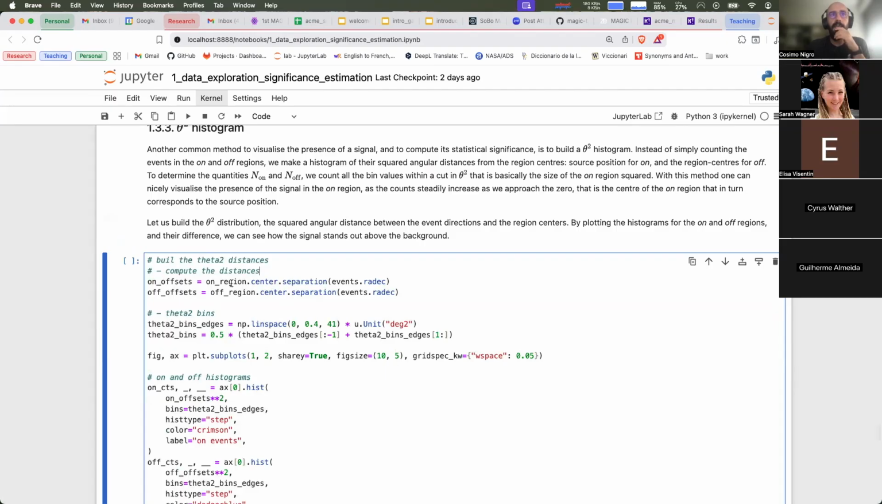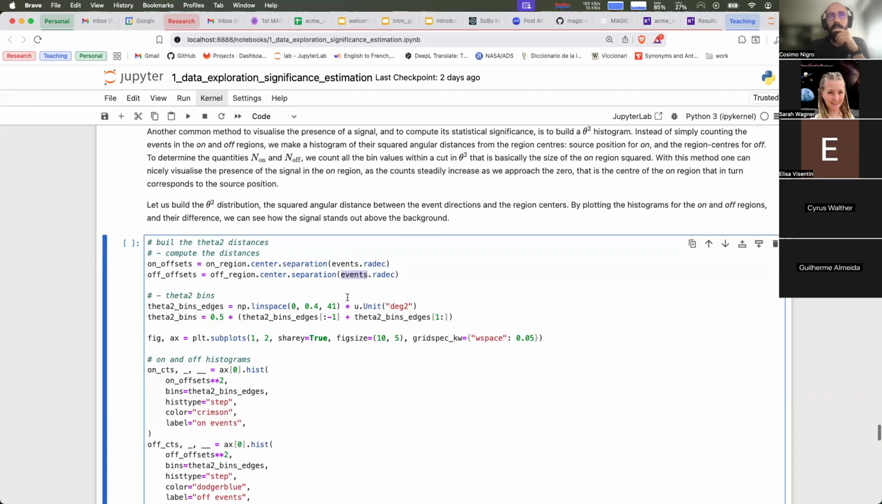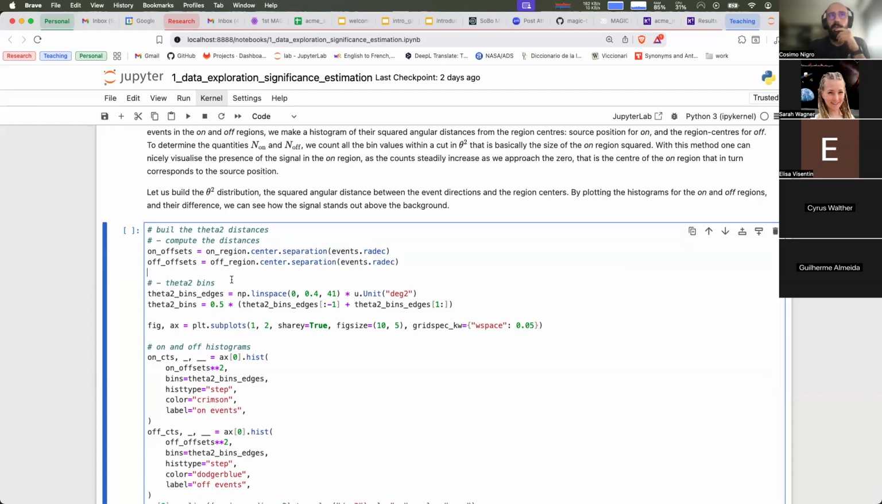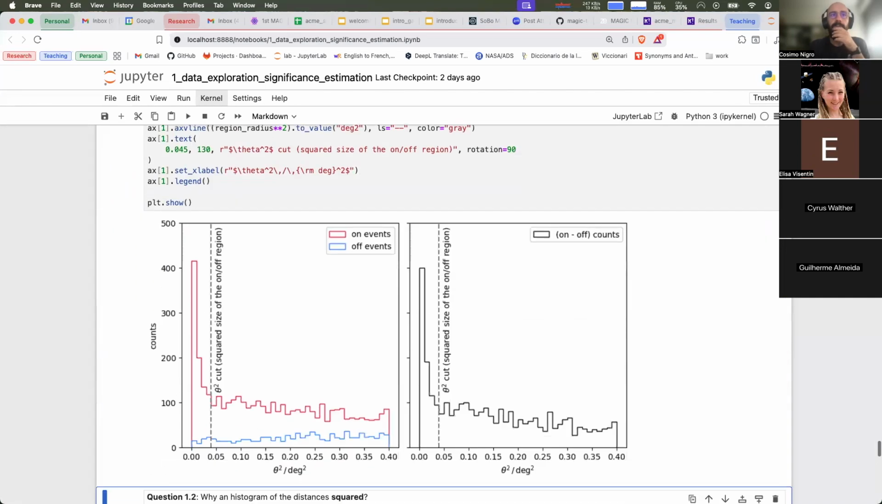What would be obtained? This is basically what we do in section 1.3.3. Basically, I use Astropy coordinates. So I take the center of the on region and I compute the separation of all the events' coordinates. I take the center of the off region and then I take the distances from all the events as well. And then what I do is I make a histogram of the square of these distances, okay? That's basically what is shown here.